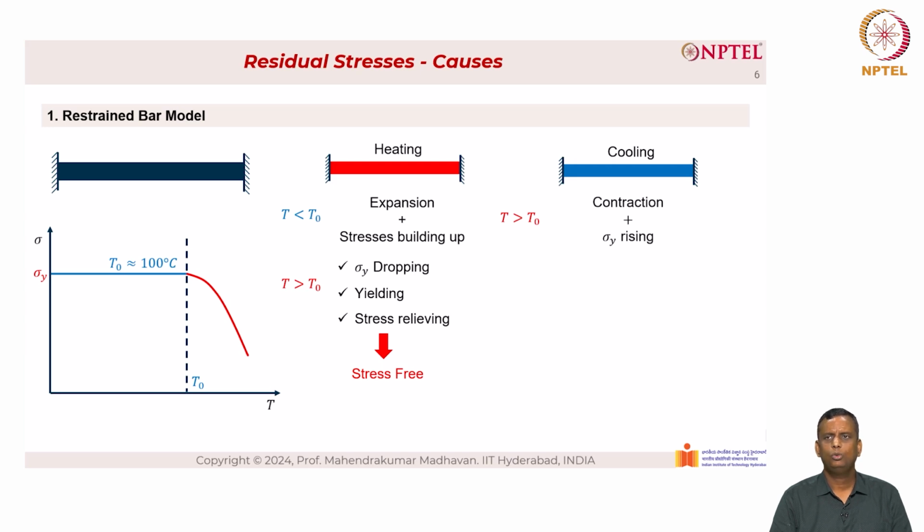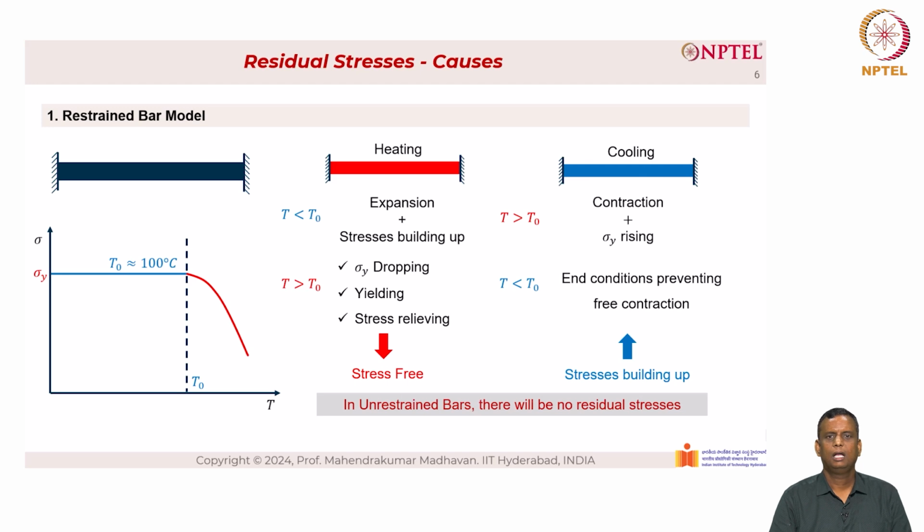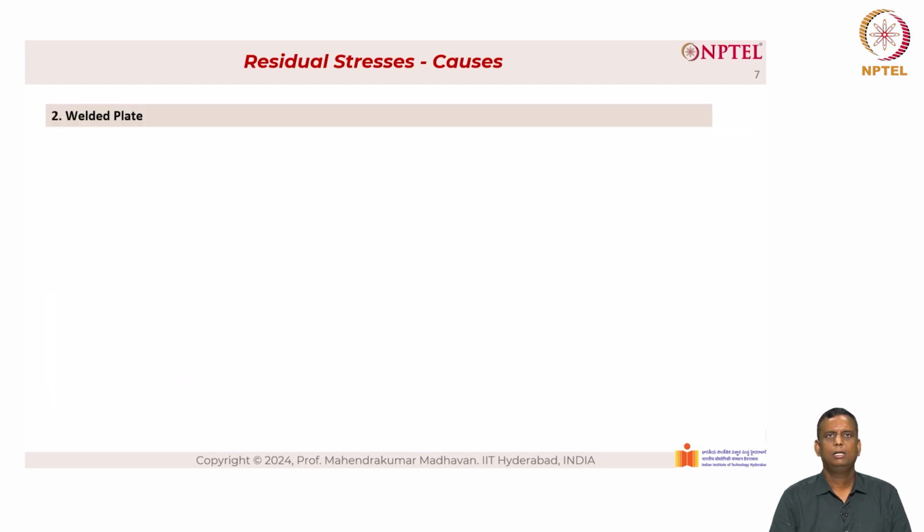Basically, when we cool it, it regains its strength, but it is only up to T greater than T naught. However, when T is less than T naught, the end conditions prevent free contraction, which leads to buildup of stresses. However, in unrestrained bars, there will be no residual stresses. Let's talk about welded plate.